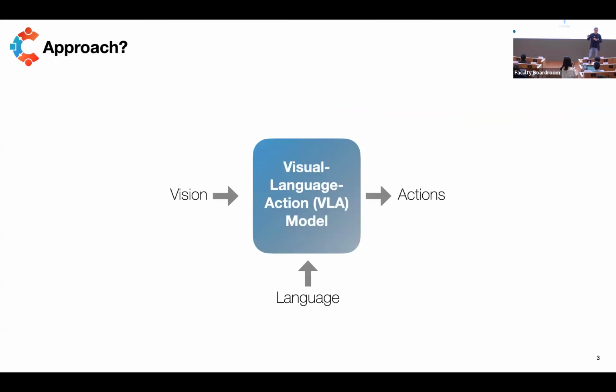Now, what is an approach that people are trying nowadays? I think this is what is attracting a lot of attention: a model called a visual language action model. Quite simply, you put in some vision, you put in language, and it outputs actions, what the robot should do in a particular situation. Now, the question is, can this work? Is this plausible to do?